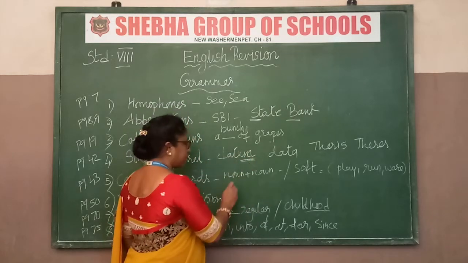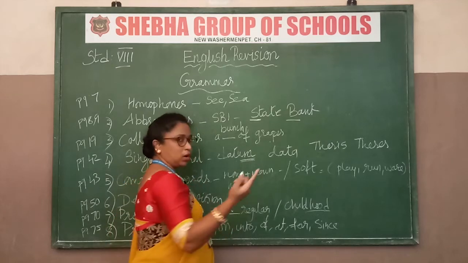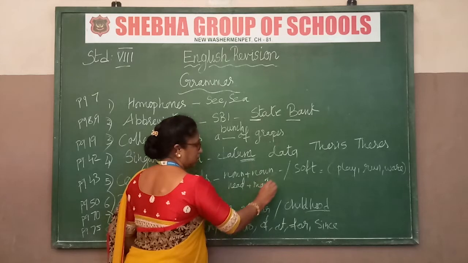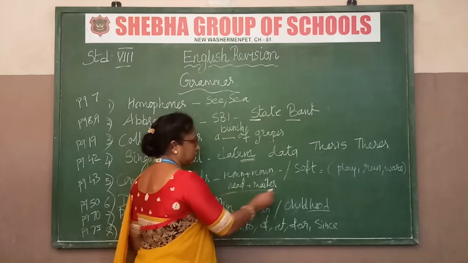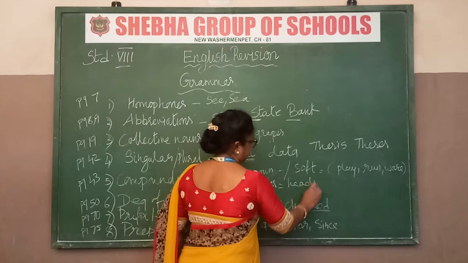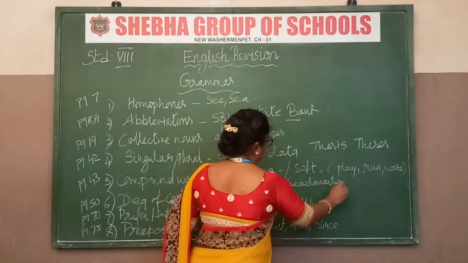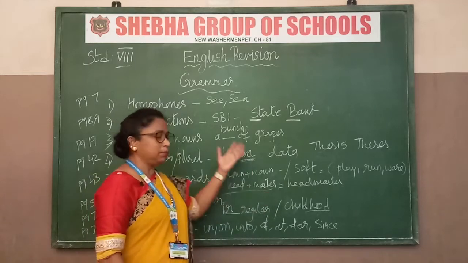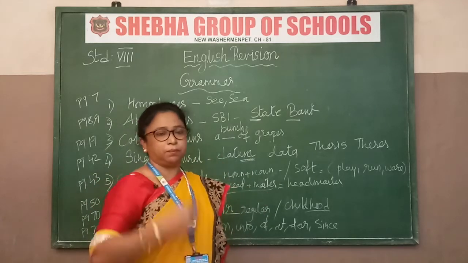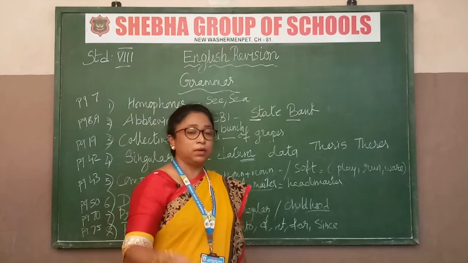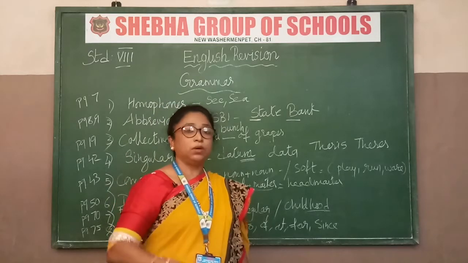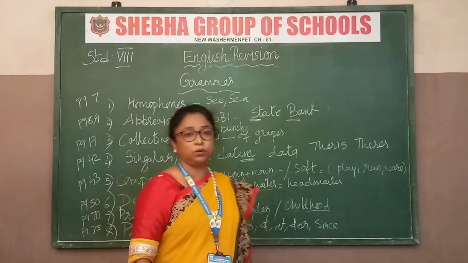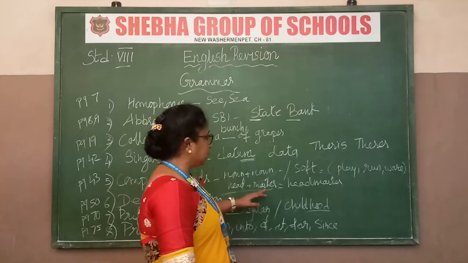For example, noun plus noun, what will come? Head is a common noun. Now master also is a common noun. So both I mix together, and what do I get? Headmaster. Head plus master, both are nouns. Or sometimes they will ask you noun plus verb, then preposition plus verb. There are so many on the page. See, compound words, page number 43. You've got everything, just go through it.